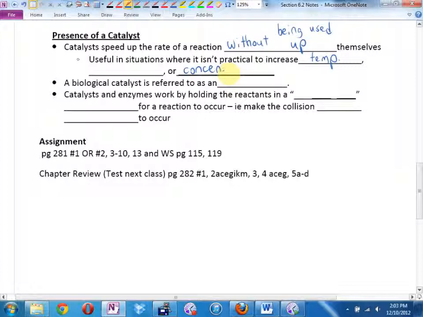A biological catalyst is referred to as an, you guys have seen this word before, does anybody know it? It means the letter E. Ooh, new word. Enzyme.